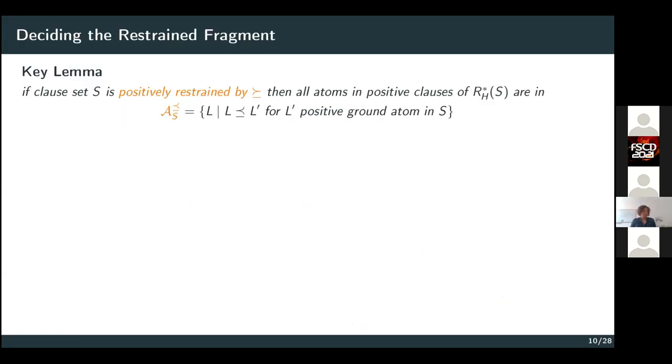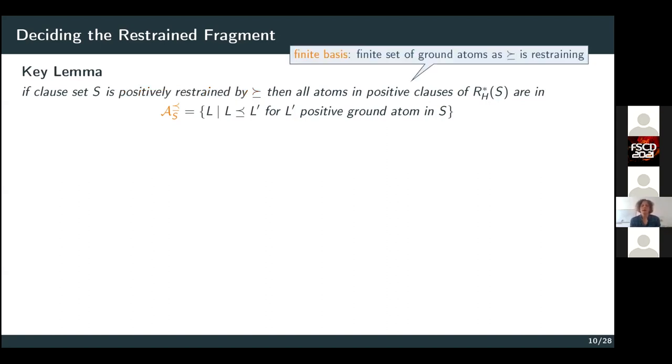Okay, now, we are interested in decidability. So the key lemma that we showed to prove that the restraint fragment is decidable by hyperresolution is the following. We showed that if we have a positively restrained clause set S, then all the atoms in positive clauses that are generated by hyperresolution are in this set, which is defined as the set of all atoms that are smaller or equal than a positive ground atom in the input set. And one can observe that this is a finite set due to well-foundedness and finiteness of equivalence classes. And it moreover contains only ground terms. So we call this a finite basis.